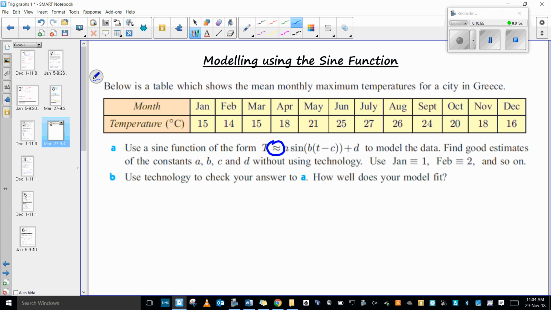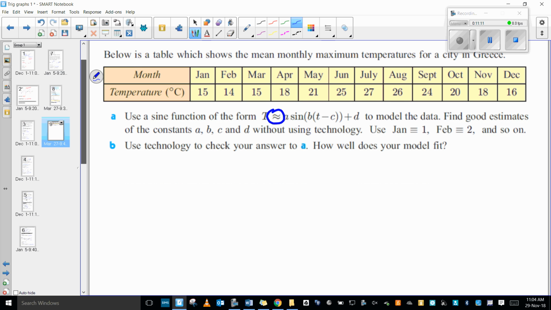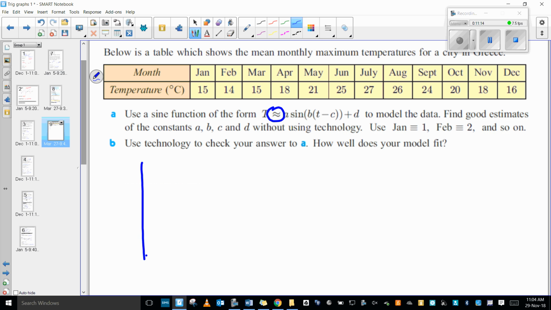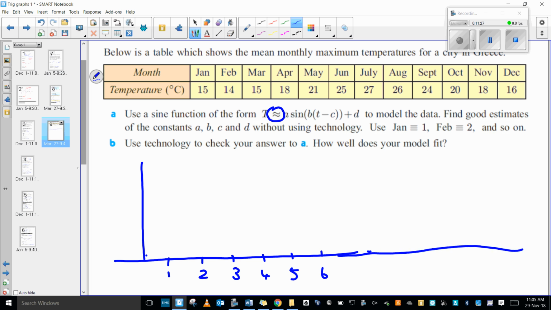Now, what they've said is that you're going to use January to be represented by the number 1, because we can't plot a sine graph with Jan, Feb, March, April. We need numbers. So what would we do? We can see our values are all positive, so we don't need to go into the negatives. So we would have 1, 2, 3, 4, 5, 6, 7, 8, 9, 10, 11, 12.